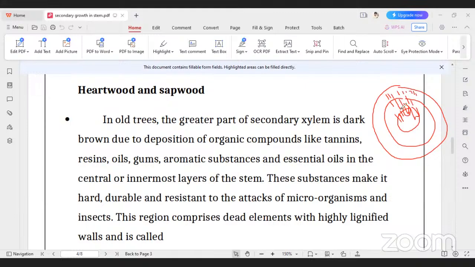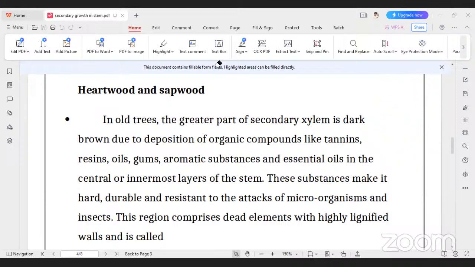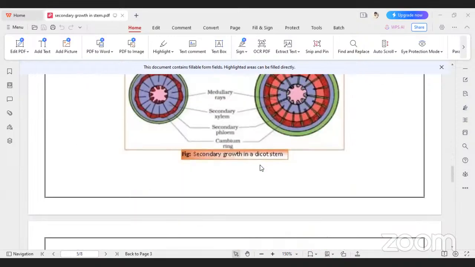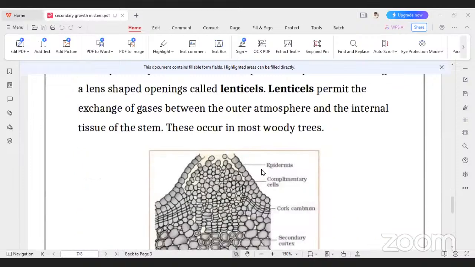What happens during secondary xylem formation? One secondary xylem replaces another secondary xylem. While the secondary xylem is increasing, the primarily formed secondary xylem becomes crusted in the center and forms a dark colored structure in the center. That is called heartwood, and the surrounding wood is called sapwood. Let's see it diagrammatically. What is the diagram?